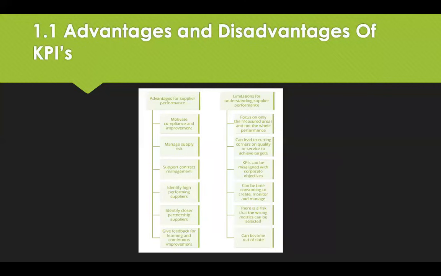But the limitations are that it focuses only on the measured areas and not the whole performance, which can lead to cutting corners on quality in order to achieve the targets. KPIs can be misaligned with the corporate objectives. They can be time-consuming to monitor and manage. And there is a risk that the wrong metrics can be selected and can quickly become out of date.